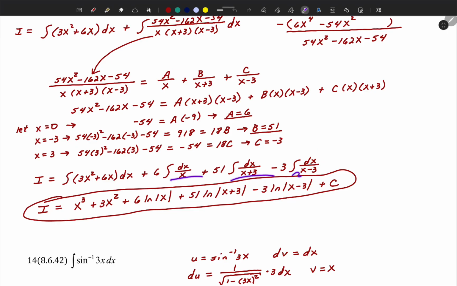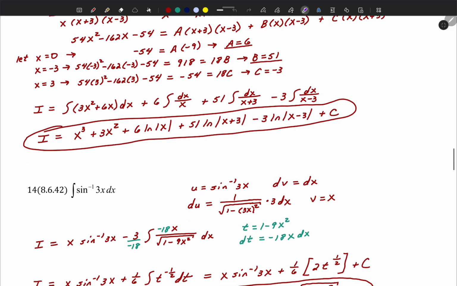Each of these integrals now is super easy because every time the derivative of the denominator is in the numerator, we know it's just the natural log of the absolute value of the denominator. So then we can use the power rule on the first two. The last three are all logs. So we can just say this is going to be x cubed plus 3x squared plus 6 natural log of x plus 51 natural log of x plus 3, and then minus 3 natural log of x minus 3 plus that constant of integration.